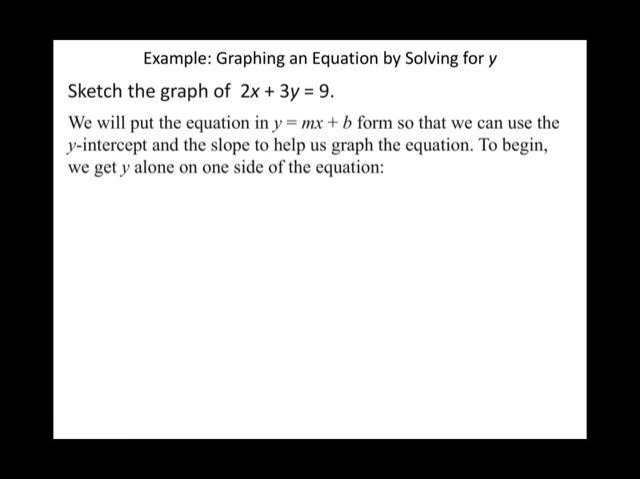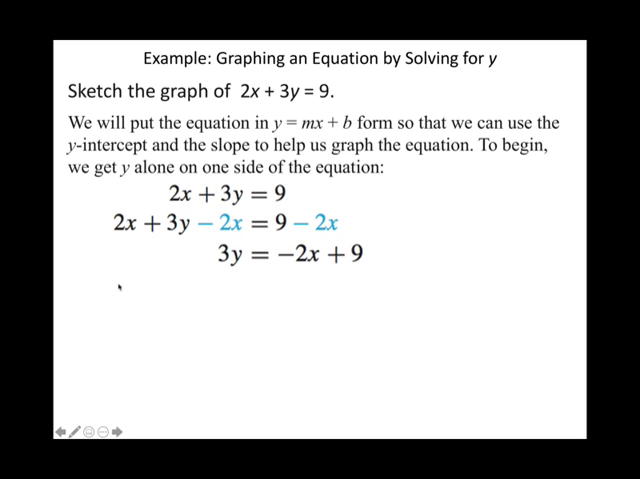To begin, we're going to get y alone on one side of the equation. We want to get rid of my 2x, so we're going to subtract 2x from both sides. These two cancel out, so I only have 3y equal to negative 2x plus 9. I switch this order because I want to put the mx in front, okay? And then I want to isolate my y. I'm going to divide by 3 on both sides. Cancel out this guy. That will be y equal to negative 2 over 3 x plus 3.